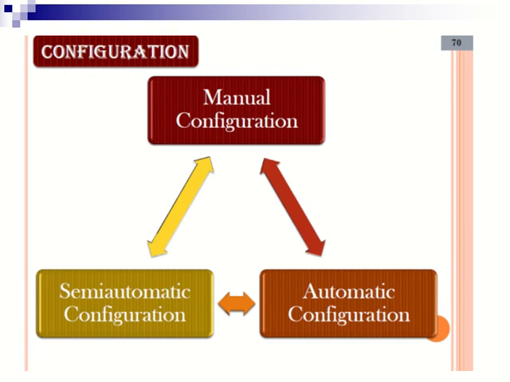When it comes to configuration, how can a virtual LAN be configured? There are three different ways in which a virtual LAN can be configured. The first one is manual configuration, the second one is semi-automatic configuration, and the third one is automatic configuration. Let us see how it is done using manual configuration.